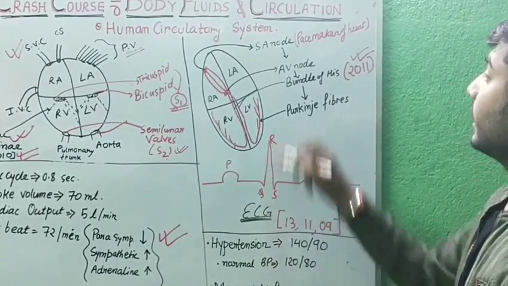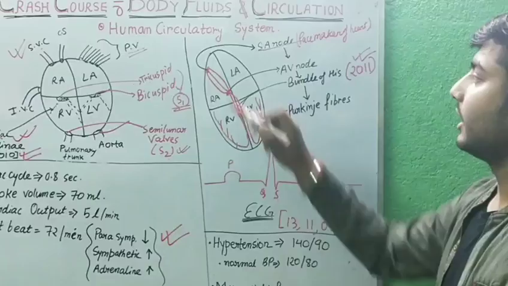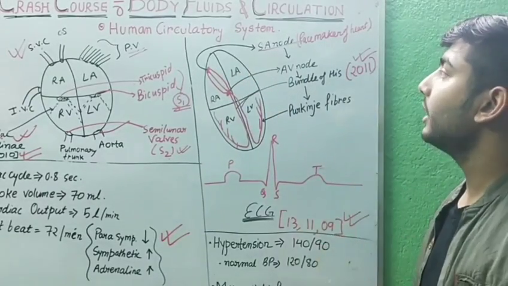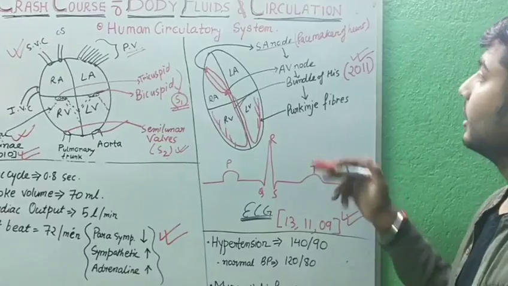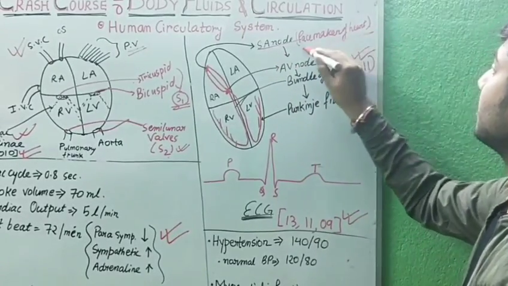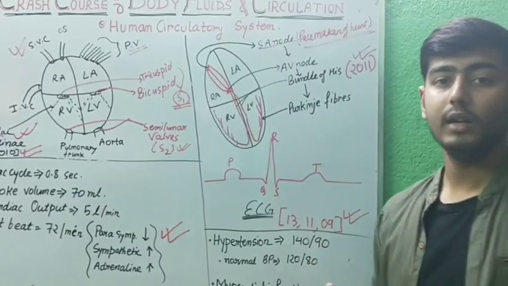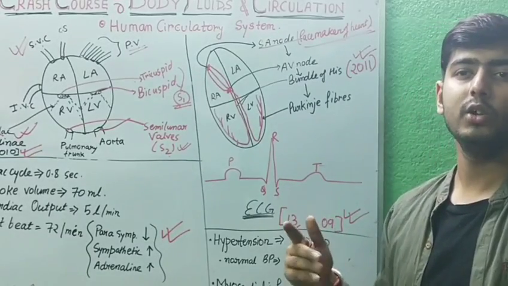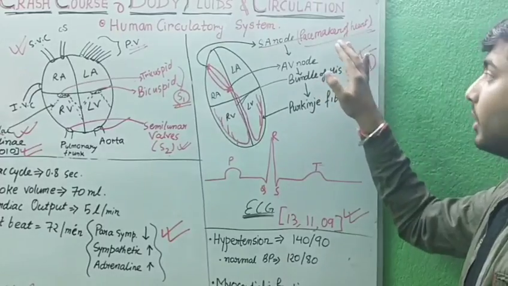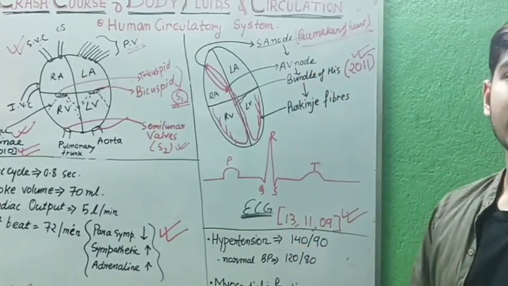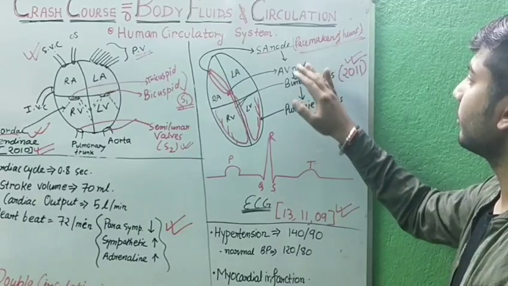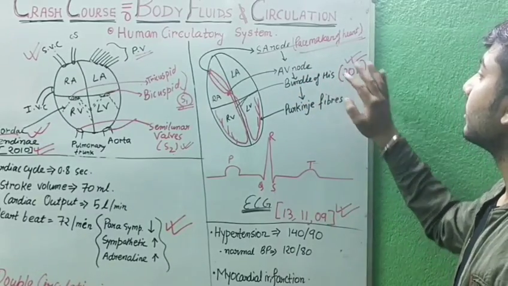Now the SA node is present in the right atrium, in the upper right part. The SA node is also known as the pacemaker of the heart because it can generate impulses at the rate of 70 to 75 per minute. Hence, it is known as the pacemaker of the heart. Because of the SA node, our heart is creating heartbeats. I hope this is clear. 70 to 75 beats per minute.